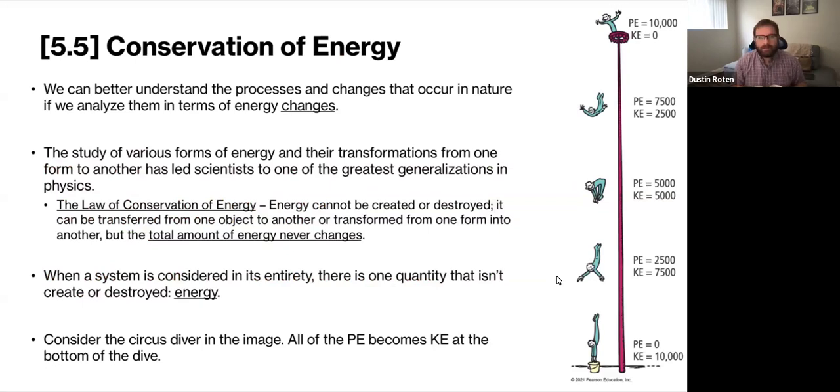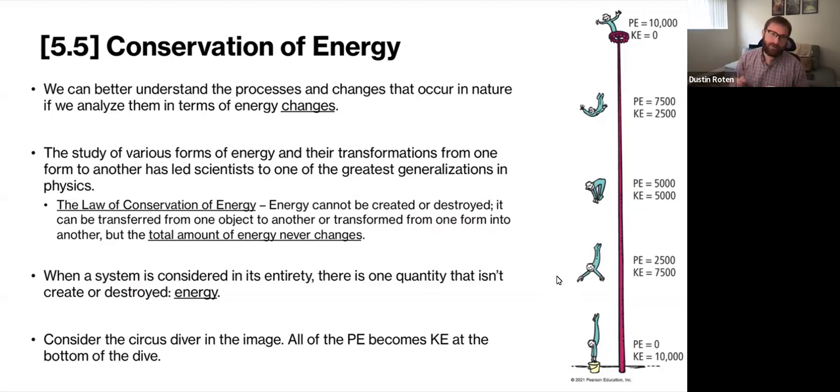But with the conservation of energy, the whole idea of work can change energy into different forms. We can actually get to one of the coolest ideas in all of physics, and it shows up everywhere. It's a super fundamental rule. So we can understand the processes and changes that occur in nature if we talk about the changes in energy in these processes, not necessarily how much energy is in the process, but how it changes.